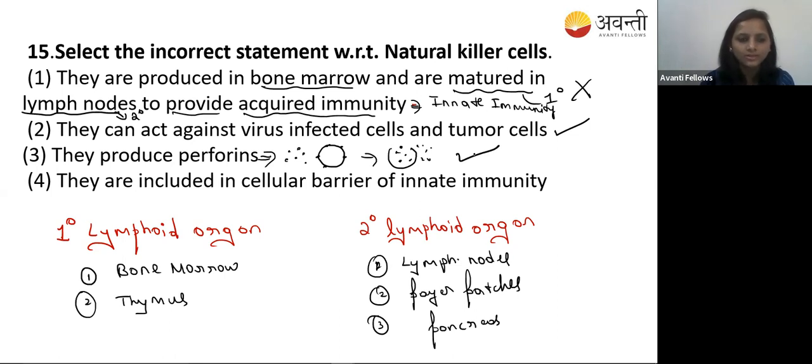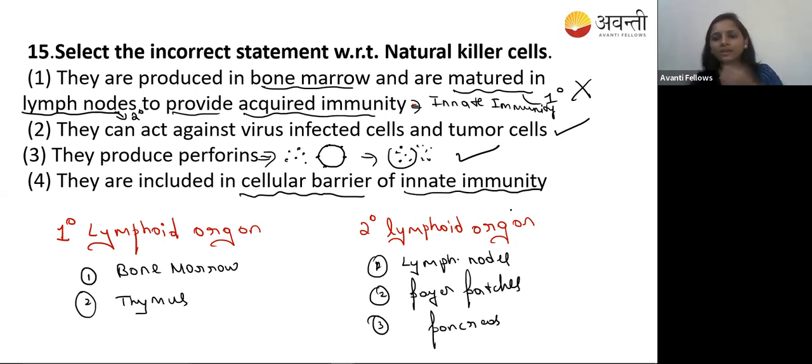Then coming to the options, the fourth statement: they are included in the cellular barriers in the innate immunity. Yes, these natural killer cells are under the cellular barrier in the innate immunity. You know what innate immunity is, right? From birth we have that immunity, which we call innate immunity. Our sweat, the HCl, and our skin, everything comes under innate immunity. So this statement is also correct.